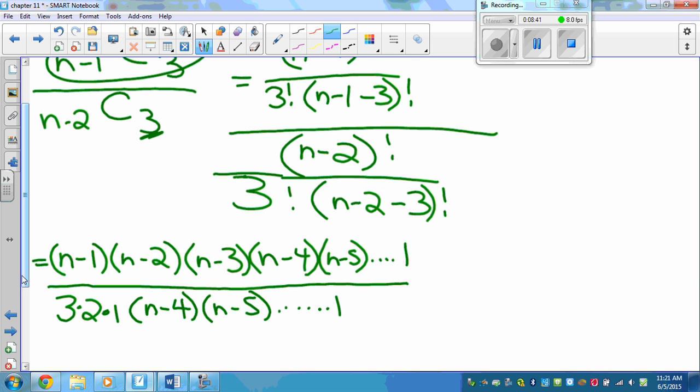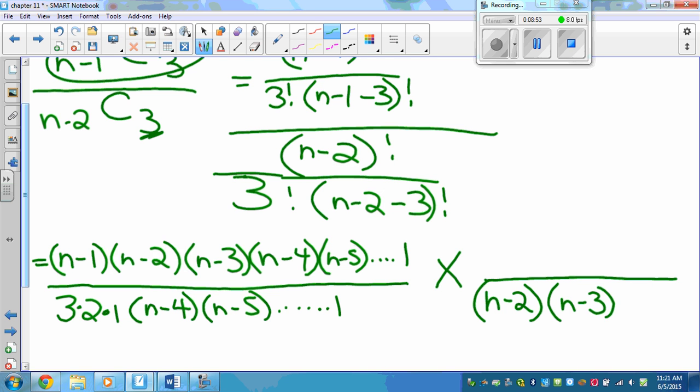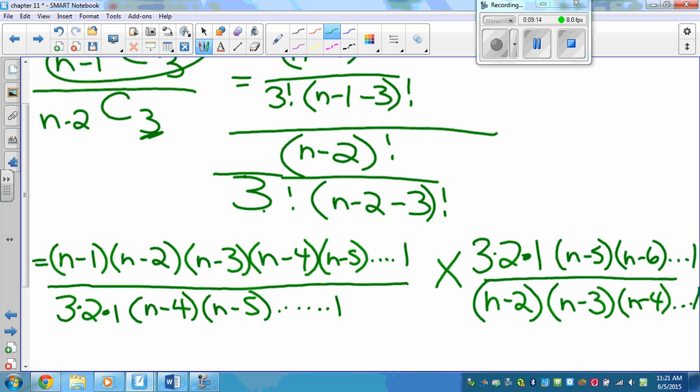Okay. I'm dividing by a fraction. When you divide by a fraction, you kiss and flip. So I'm going to put n minus 2 factorial on the bottom. Well, that's n minus 2 times n minus 3 times n minus 4, and so on, all the way to 1. Okay. On the top, I have 3 factorial, so 3 times 2 times 1. And then I have n minus 5 factorial. So it's n minus 5, n minus 6, and so on until 1.